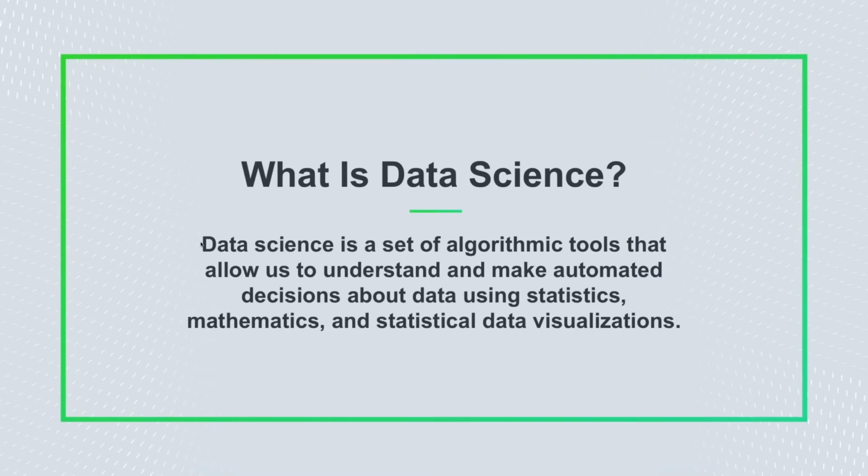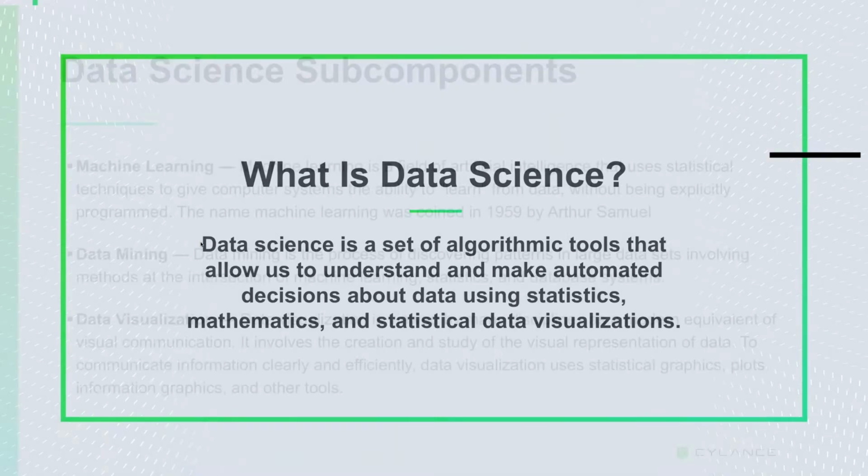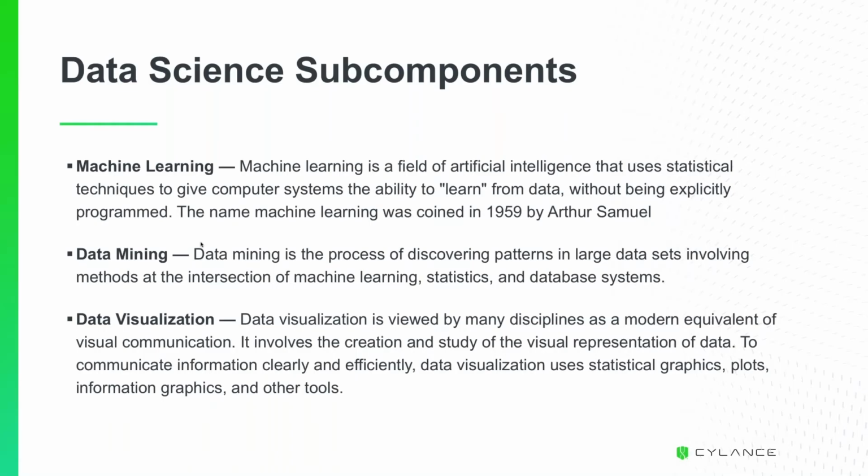So let's take a little bit of a high-level look at what data science really is. Well, it's defined as a set of algorithmic tools that allow us to understand and make automated decisions. And that's a key point, that decisions can be automated. And we'll get into why that's important in a little bit, using statistics, mathematics, and various visualization techniques. And let's break data science out a little bit into some of the subcomponents of what it really is.